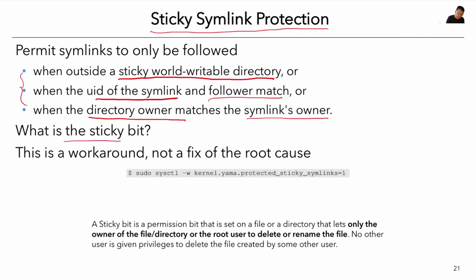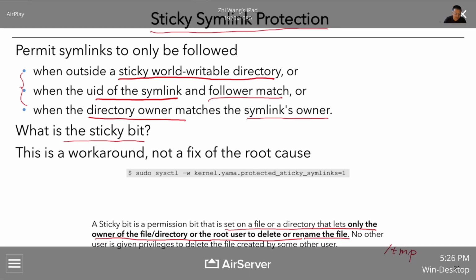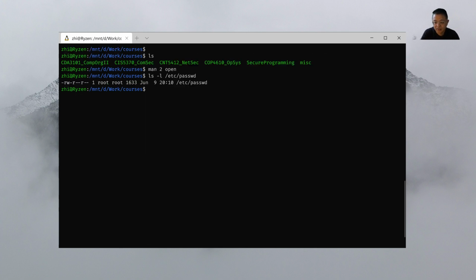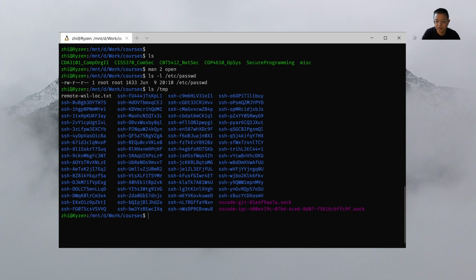But what is the sticky bit? The sticky bit is a permission bit set on a file or directory that lets only the owner of the file or directory, or the root user, delete or rename the file. The sticky bit is normally used in the temporary directory. So let's take a look at the temporary directory. Okay, let's do ls /tmp.